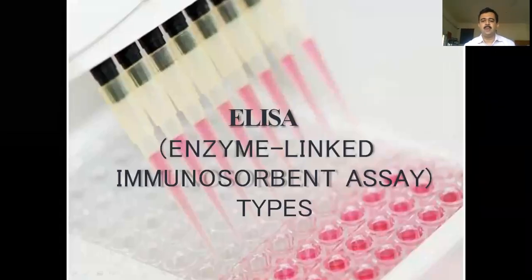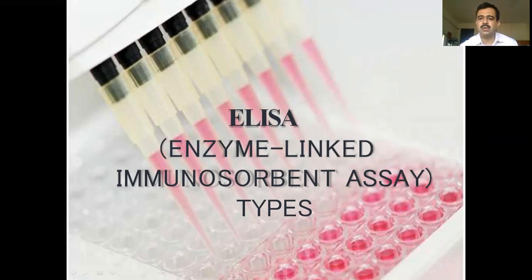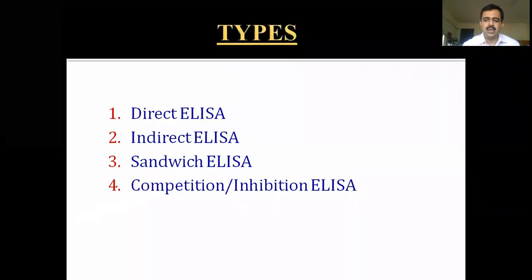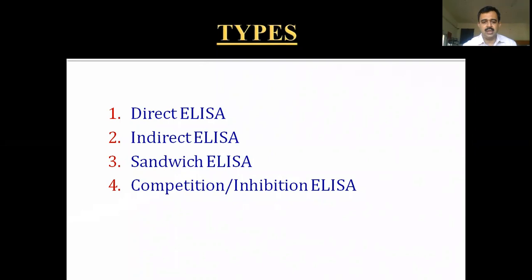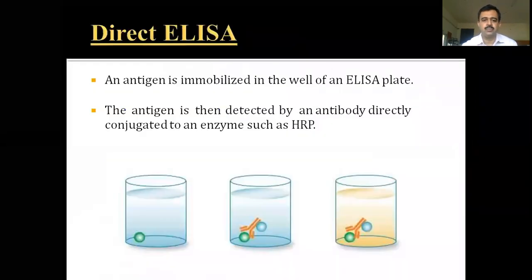Last time we have seen the basic part as well as the different components of ELISA. Now let us understand the different types of ELISA techniques. There are four different types of ELISA techniques: direct ELISA, indirect ELISA, sandwich ELISA, competition or inhibition ELISA. Now let us understand one by one. First is the direct method of ELISA.